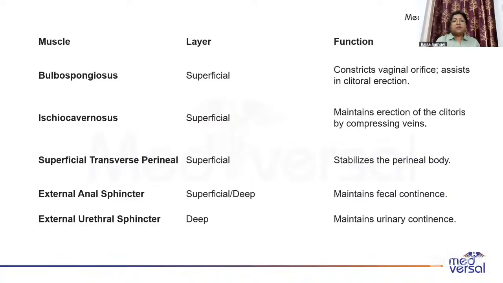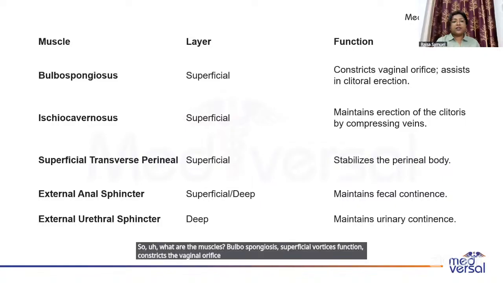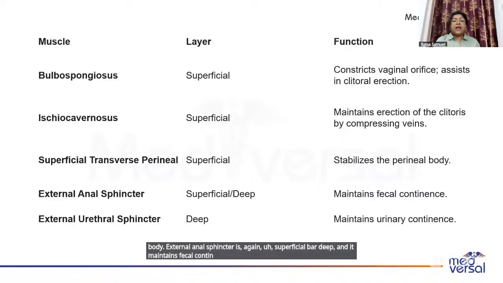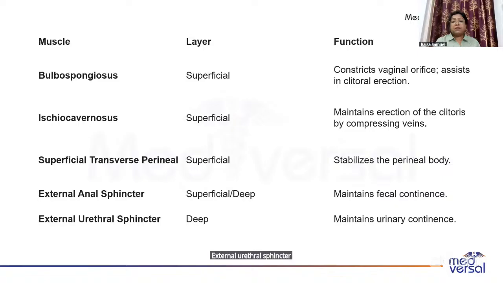So, what are the muscles? Bulbospongiosus, superficial. What is its function? Constricts the vaginal orifice, assists in clitoral erection. Ischiocavernosus muscle, which is also a superficial muscle, maintains the erection of the body. External anal sphincter is again superficial but deep, and it maintains fecal continence. External urethral sphincter is a deep muscle which maintains urinary continence.